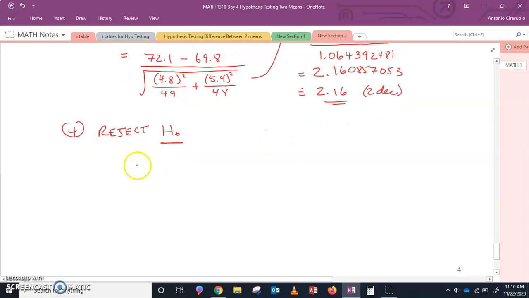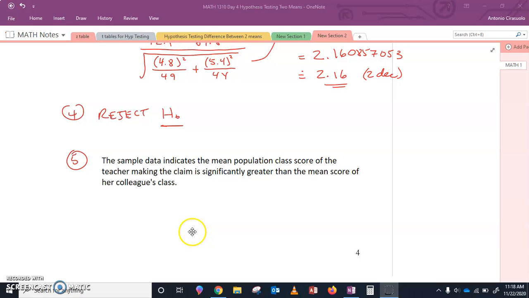So state the conclusion. Pause the video, see what you come up with, and we'll compare our answers. My final conclusion, it says, the sample data indicates the mean population class score of the teacher making the claim is significantly greater than the mean score of her colleague's class.